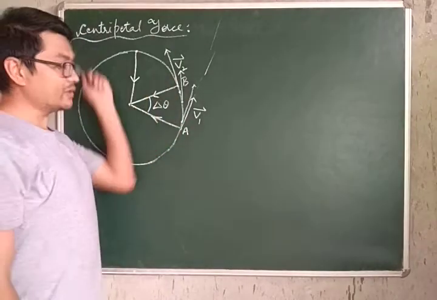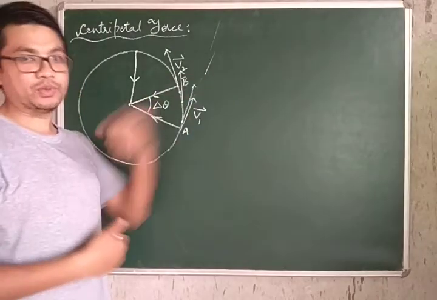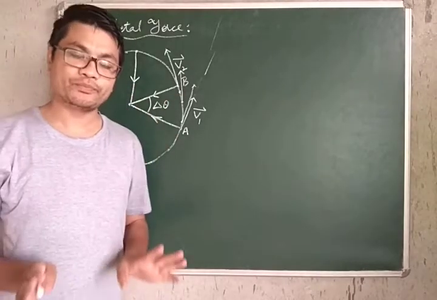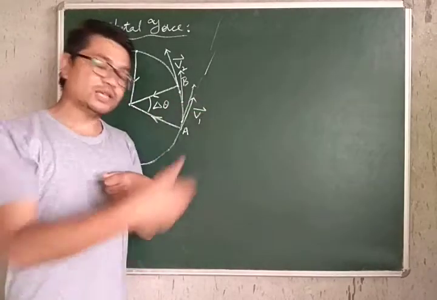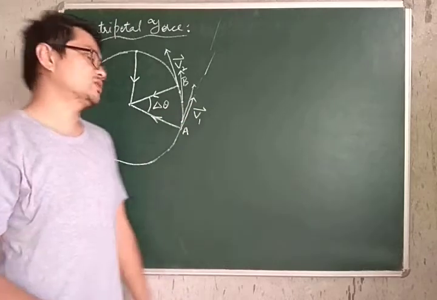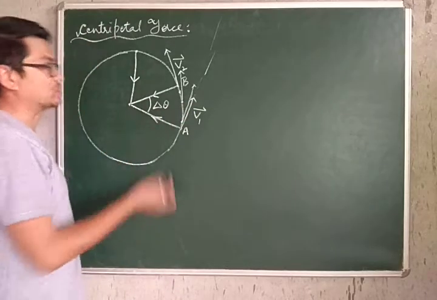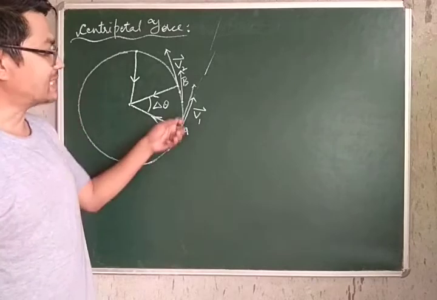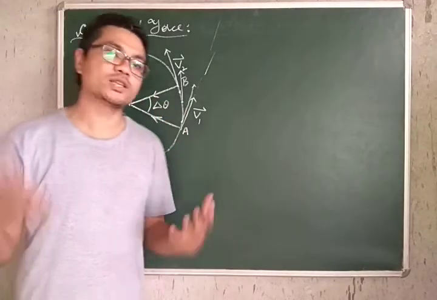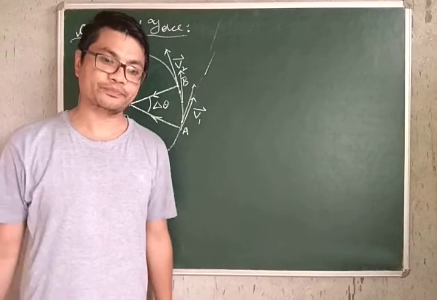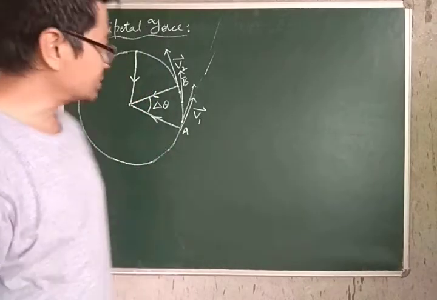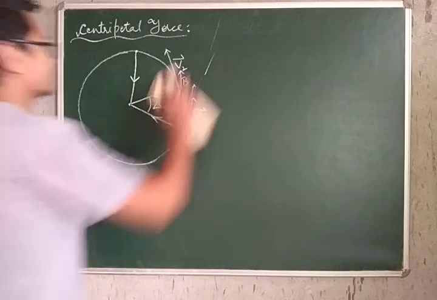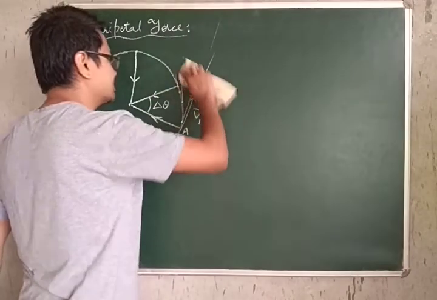So since there is an inward pull whenever a body is executing circular motion, that inward pull is what is referred to as the center seeking force or the centripetal force, because of which at any point the body goes on changing its direction. So that force is what is called centripetal force. Now we need to derive, okay, let me erase these now.